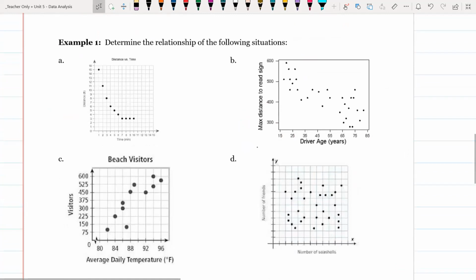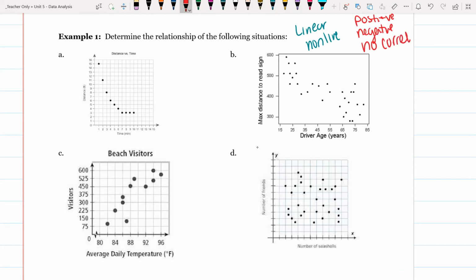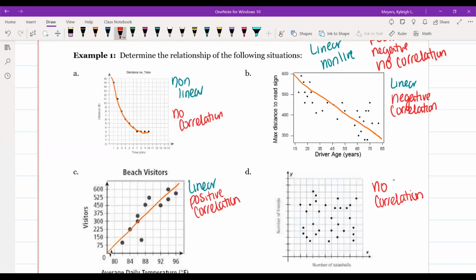And we want to determine the relationship. So the first four are just graphs. So you want to look at those and determine if they're linear or nonlinear, if they have a positive, negative, or no correlation. Okay, so I want you to pause right now and do those four. Okay, do A, B, C, or D. Look at those graphs and see what kind of relationship they have.